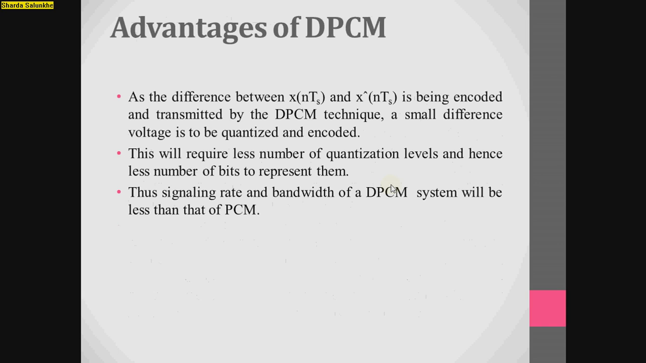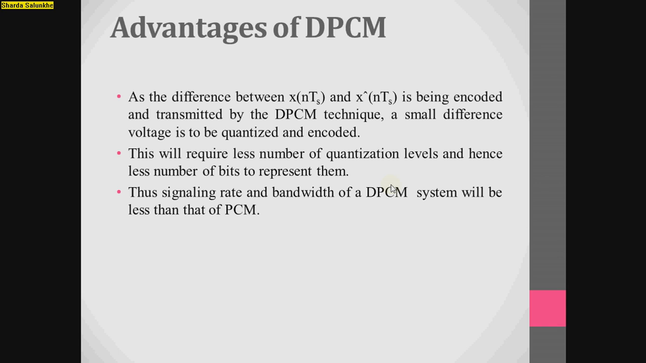Next, the advantages of the DPCM. The difference between the sampled signal x(nTs) and the predicted output x-cap(nTs) is encoded and transmitted by the DPCM technique, so a small difference voltage is to be quantized and encoded. The number of bits required for the small difference is less, and this process requires fewer quantization levels, so fewer bits are used to represent them as compared to the PCM.